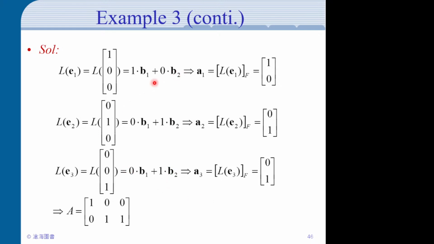And so now we will write this thing in terms of coordinates. We think of this as coordinates in terms of B1 and B2, then obviously the coordinates will be 1, 0, and this is 0, 1, and this is 0, 1. Okay. And so our A, by our formula, should be L of E1 in terms of F, then L of E2 in terms of F, then L of E3 in terms of F. So A is this thing.